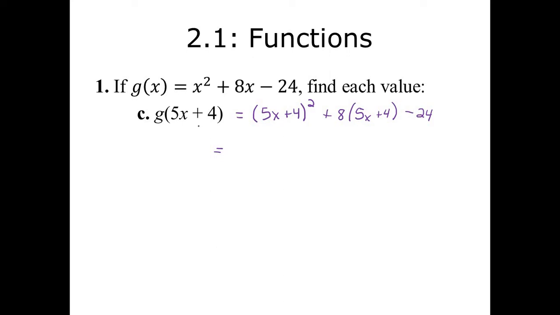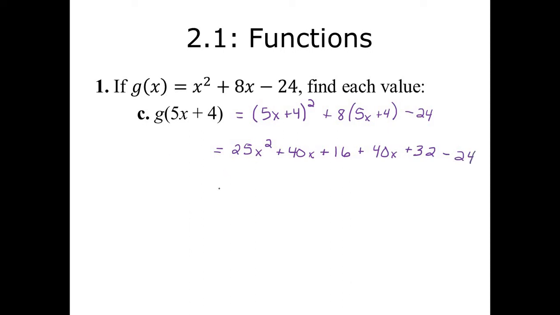That's a perfect square trinomial. So we'll get 25x squared. 5x times 4 is 20. We add it to itself, we get plus 40x. And then 4 squared is 16. Distribute this 8 to the 5x and the 4, and we get plus 40x plus 32, and then subtract 24.